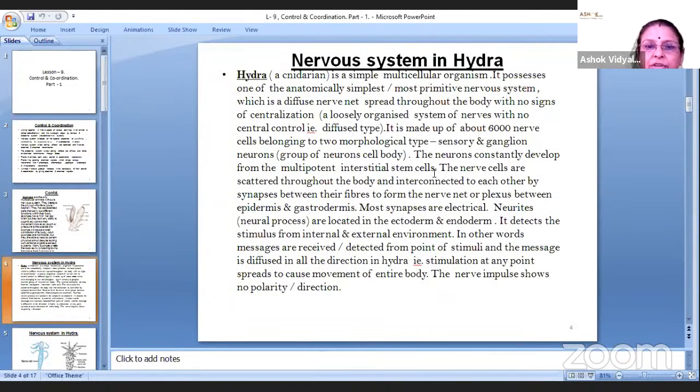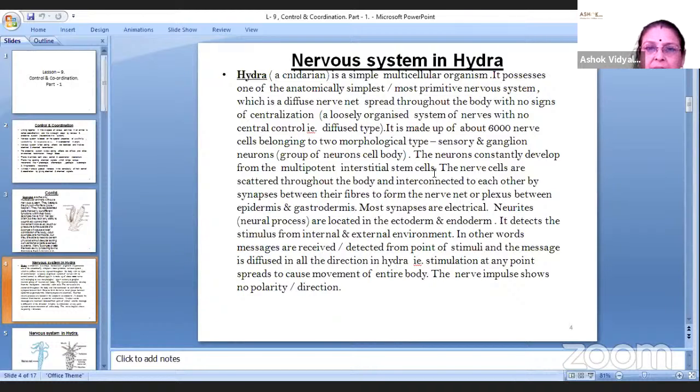Next you see the nervous system in Hydra. Hydra is a cnidarian. See, its spelling starts with C, but C is silent over here, so we pronounce it as cnidarian. Hydra is a simple multicellular organism. It possesses one of the anatomically simplest or most primitive nervous systems, which is a diffuse nerve net spread throughout the body with no signs of centralization.